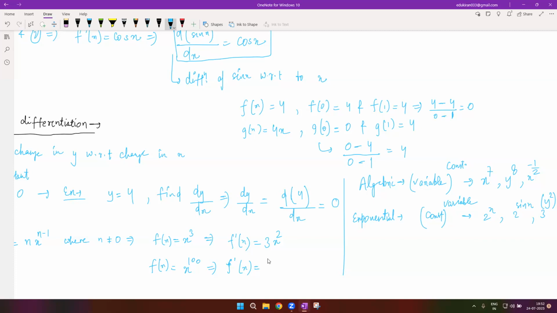100x raised to 99. 100 into x to the power 99. We will take the power outside and will reduce the power by 1. So if the power of x was 100, I will bring 100 down and subtract 1 from 100, which is 99.